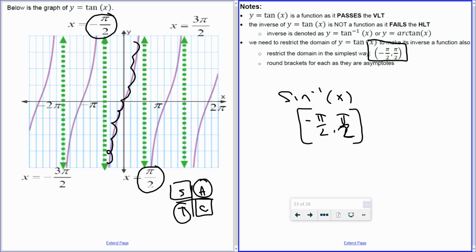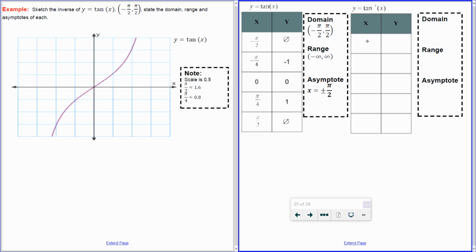Okay, so now that we know how to restrict it, let's go ahead and look at how we sketch the graph of it. So over here I have the table of values for tangent. These are all the values in radians, and these are all the y values, or the function values. Now the domain of tangent that I am restricting is negative pi over 2 to pi over 2, and that domain will become the range. So negative pi over 2 to pi over 2, rounded brackets because it doesn't include it. Let's now also take the domain of tan x and make it the range. So I'm going to take all these values and make them the range.